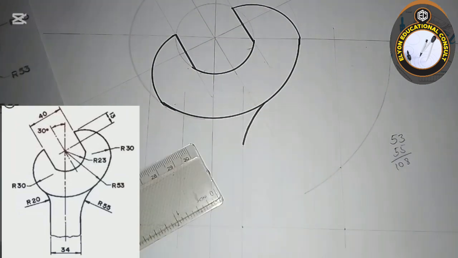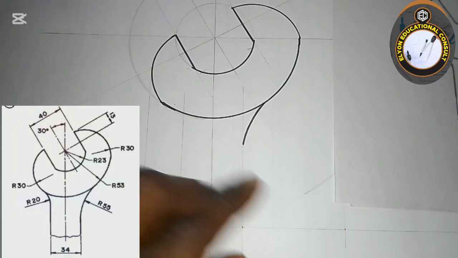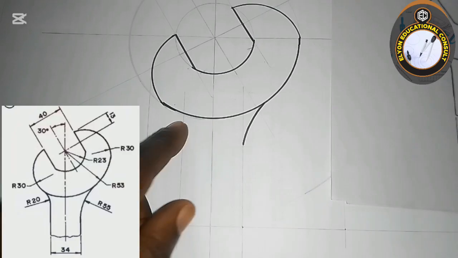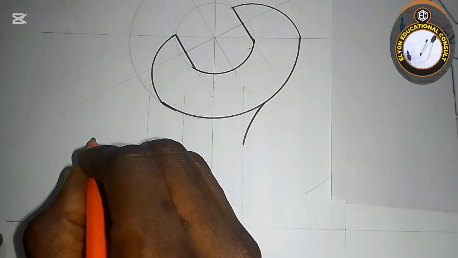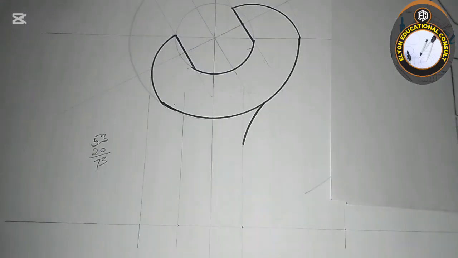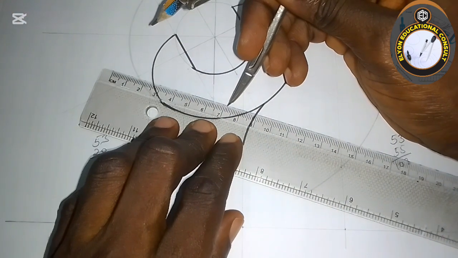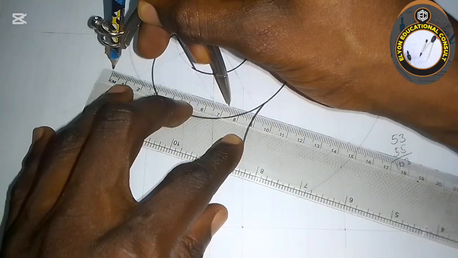So for the other side now, I will do the same thing. You can see the radius here is 20 and it's holding this bigger circle. So I'm going to say the bigger circle there is 53. So I will say 53 plus 20, so that will give us 73. So what I'm going to do now, I will stretch my compass to 73. Stretch my compass to 73 this way.